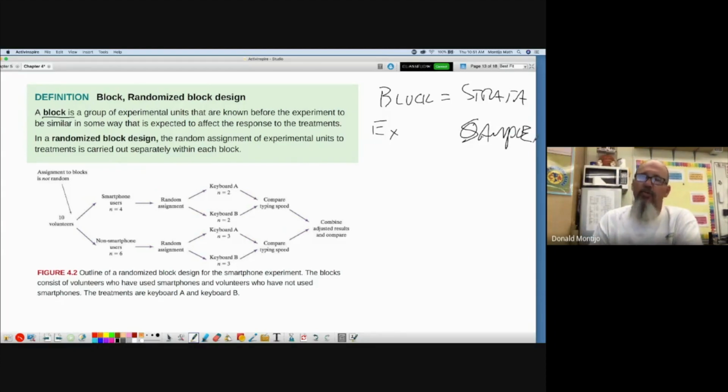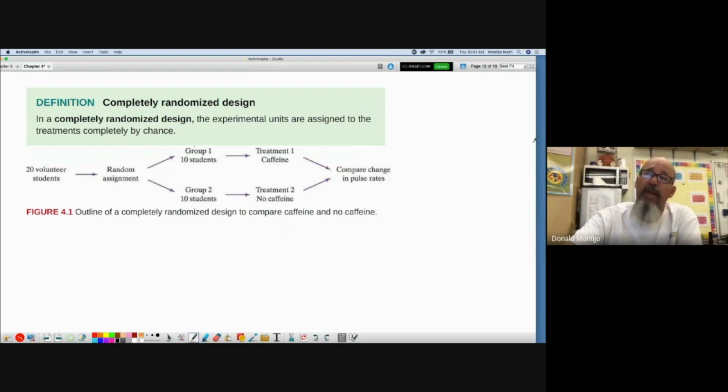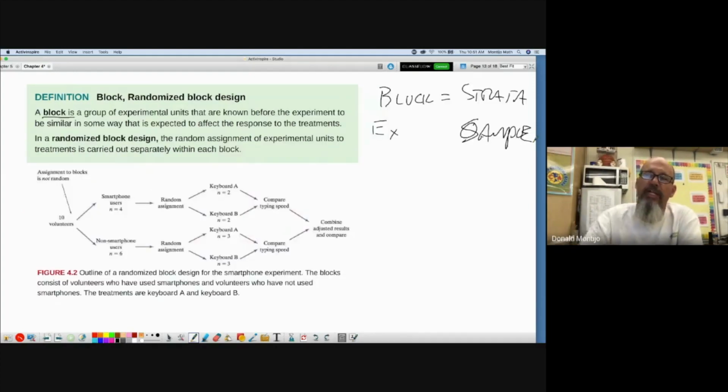So a block is a group of units or subjects known to be similar in some way that's going to be important to our results. If we take a look at this randomized block design, all we're doing is what we did on the previous page, this completely randomized design. All we're going to do is do that twice, once for each block. So this is a randomized block design for a smartphone experiment.